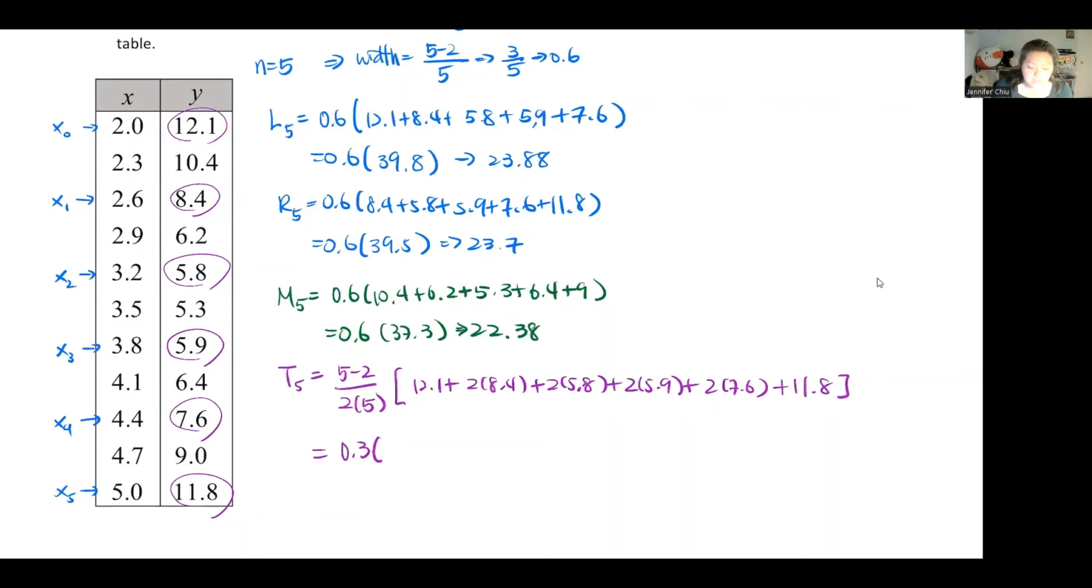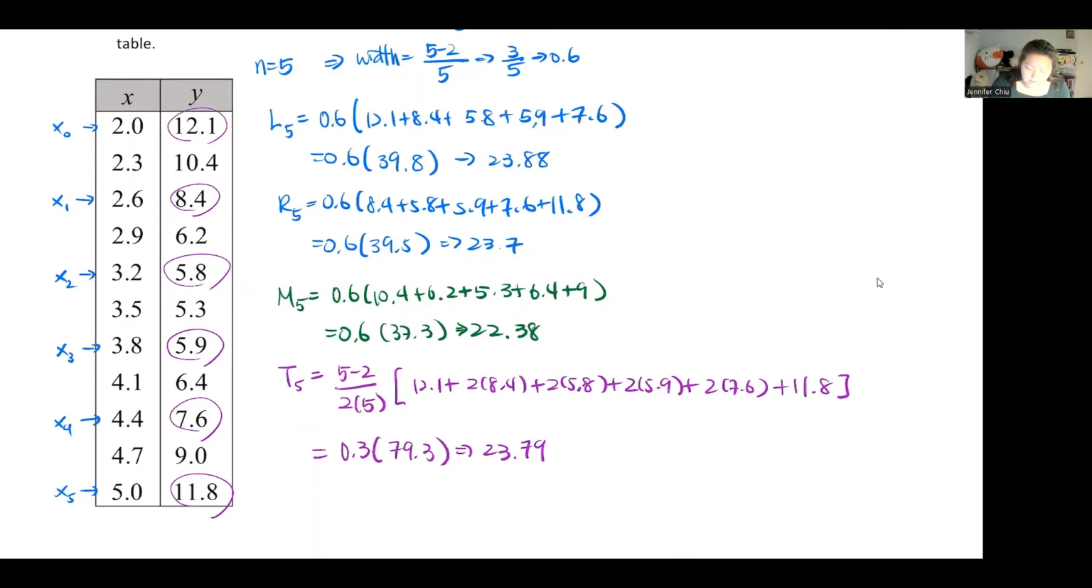Makes sense. And then the inside is going to be a little bit bigger because we're doubling a lot of the values. So I am at 2 times 5.8 plus 2 times 5.9 plus 2 times 7.6 plus 11.8, and so on. I get 79.3 times 0.3. That gives me 23.79. And let's check. Take our LRAM and RRAM, 23.88 plus 23.7, and divide by 2, we get 23.79. So we know for sure our trapezoid is correct.